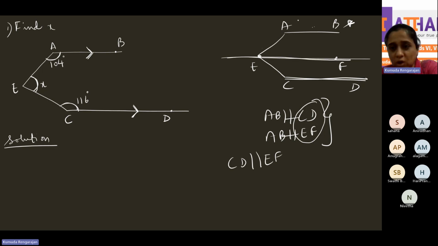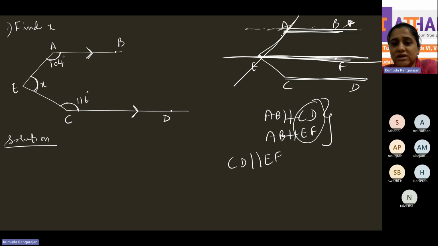All right. So now all these three lines are parallel to one another, because AB is parallel to EF, EF is parallel to CD, and AB is parallel to CD. Now, take these two lines, AB and EF. They are parallel, and this is the transversal. You can produce the lines to understand better. AB is one line, EF is the other line, and this is the transversal. And this one is 104, given in the figure.